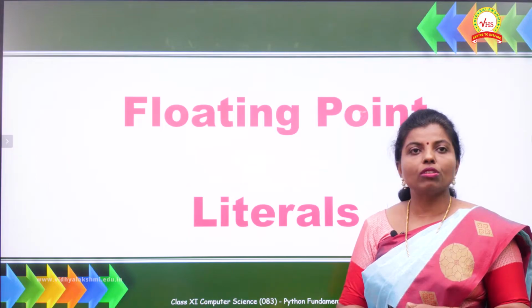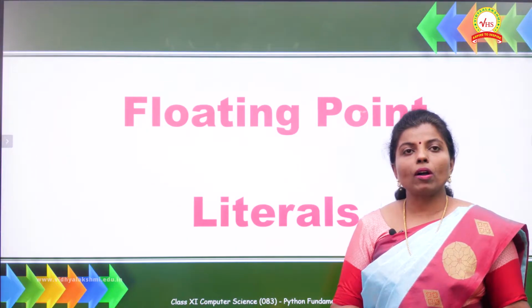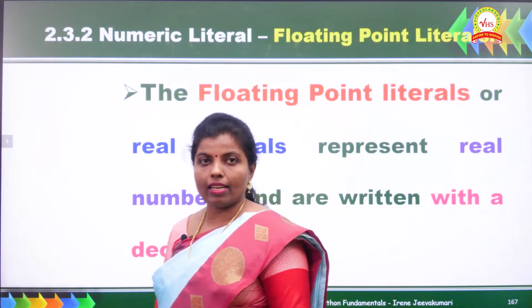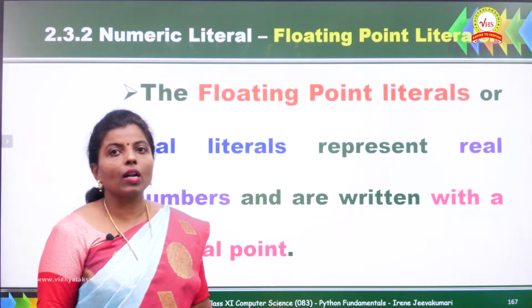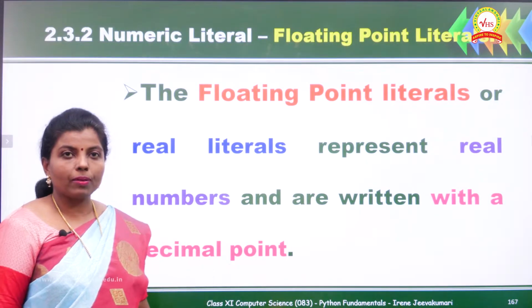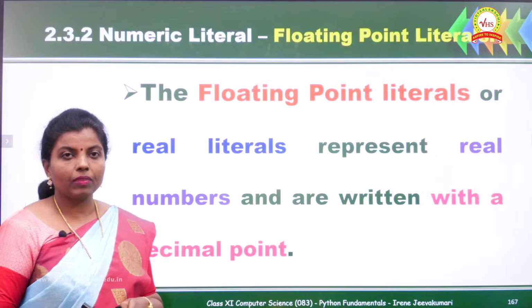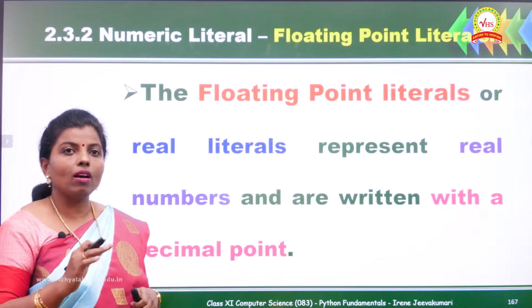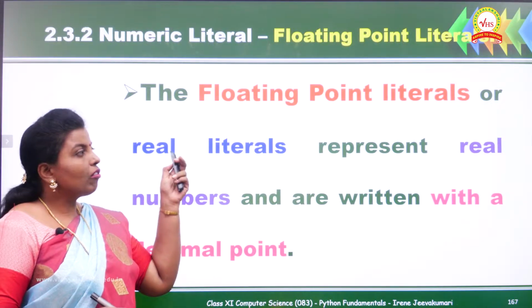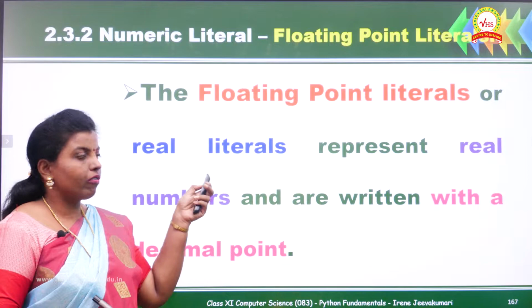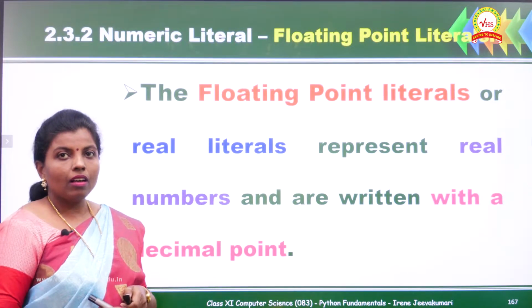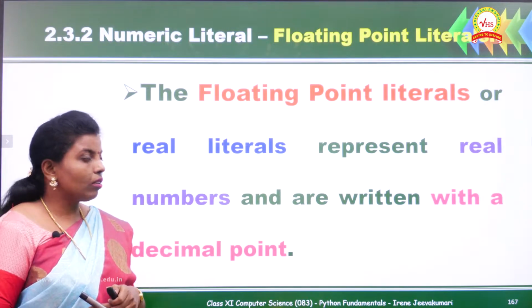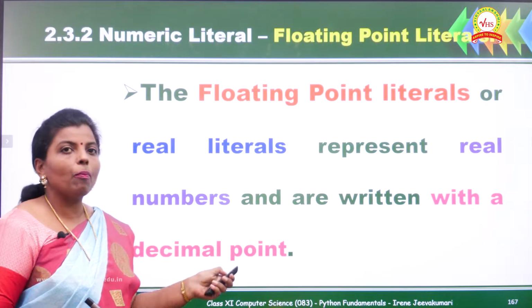Now, let us learn about floating point literals. Floating point literals are real literals. Floating point literals or real literals represent real numbers and are written with the decimal point. We have learned about integer literals. Integer literals are whole numbers without any fractional point or decimal point in them. But floating point literals are also referred to as real literals. They are used to represent real numbers and they are written with the decimal point in them.